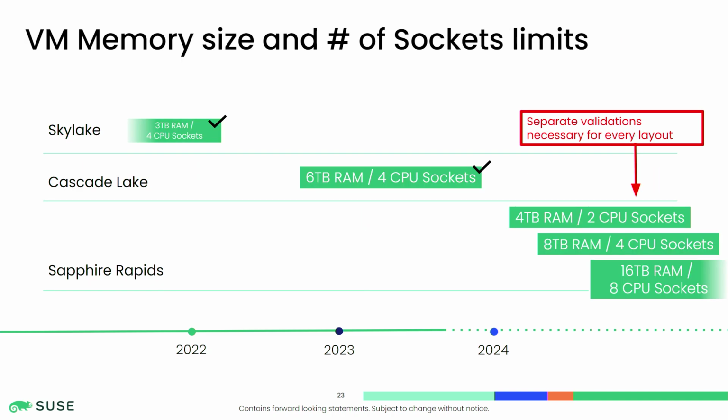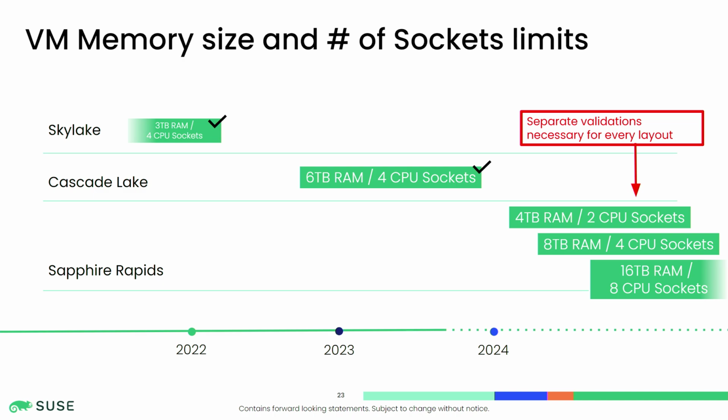In numbers, this means on the Skylake CPU architecture, we have validated up to 4 CPU sockets and up to 3 terabytes of memory. On the Cascade Lake CPU architecture, we have validated up to 4 sockets and 6 terabytes of memory. And on the Sapphire Rapids CPU architecture, on that note, yes, we have skipped Ice Lake and Cooper Lake, we are aiming at 2 CPU sockets with 4 terabytes RAM, 4 CPU sockets with 8 terabytes RAM, and 8 CPU sockets with 16 terabytes of RAM.